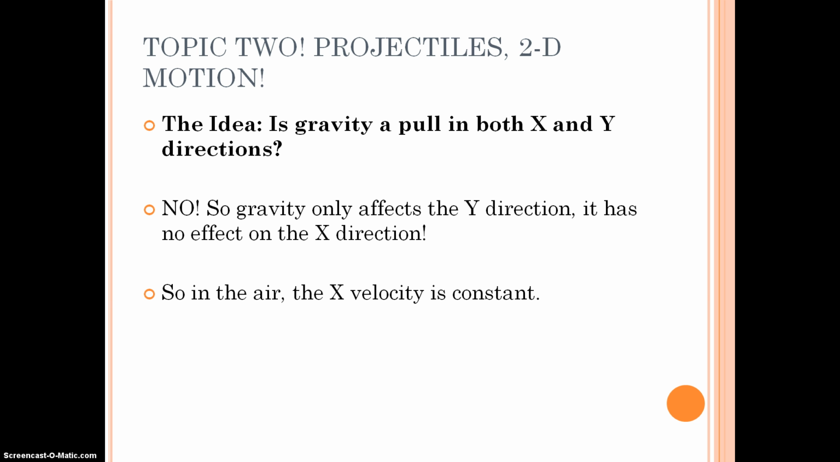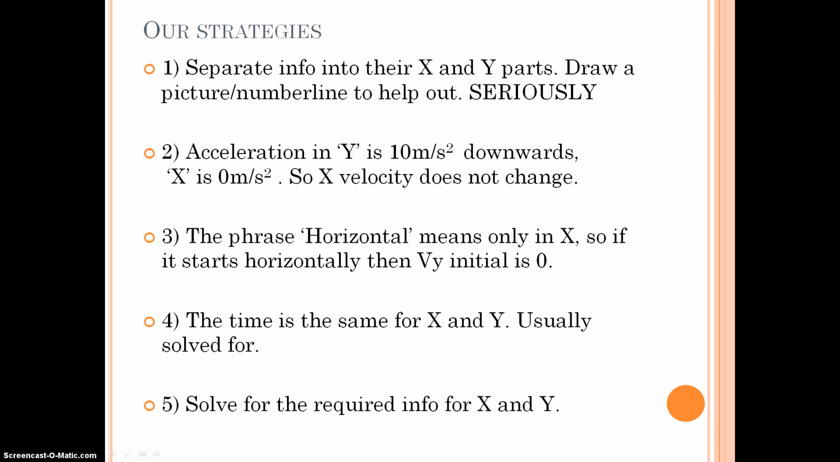So if something has forward motion while it's in the air, that forward motion remains constant the entire time it's in the air until it hits. So if you shoot a bullet forward, it's going to keep moving at that same forward velocity every moment it's in the air. What's going to change, however, is its up or down velocity, which will change every moment because of gravity's pull. So here are our 5 strategies.